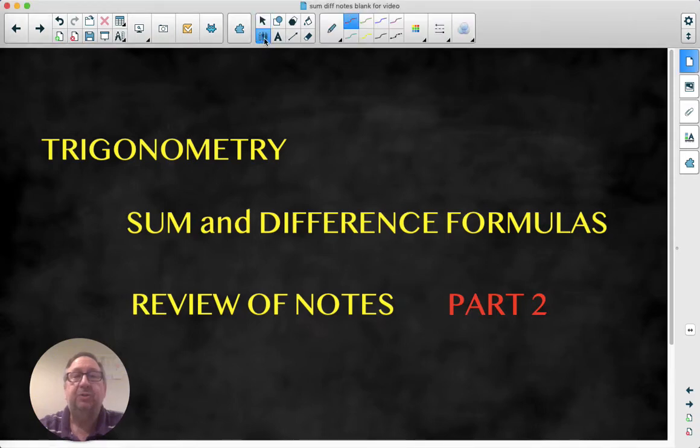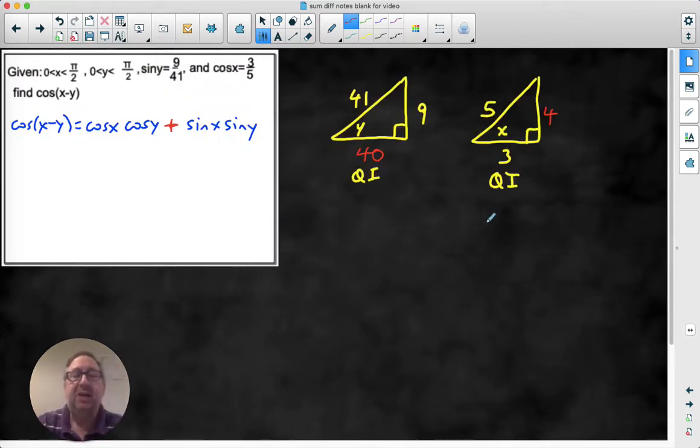It's part 2. So we're looking at a couple more examples of using these formulas, and here comes the first one. I did put a little bit of stuff in here in advance to speed it up. So here we go. We're looking at finding the cosine of x minus y given information about sine of y, cosine of x. Well, the sine of y is 9/41. So I drew my right triangle for angle y, sine opposite over hypotenuse. Using Pythagorean theorem, the missing side is 40.